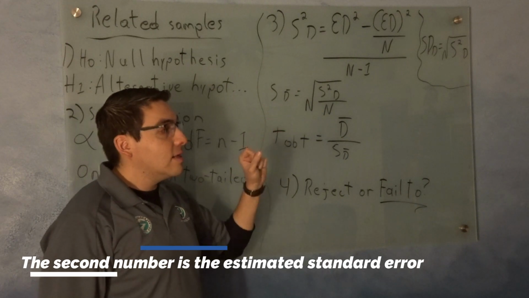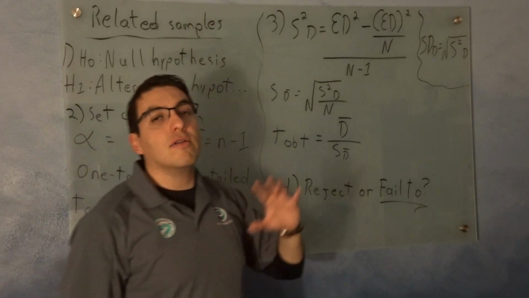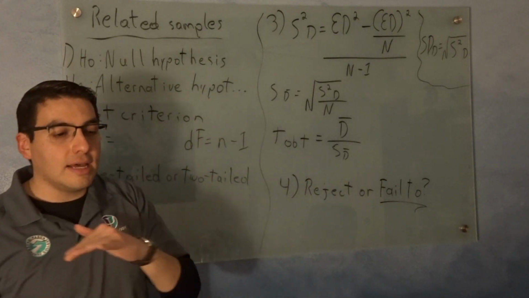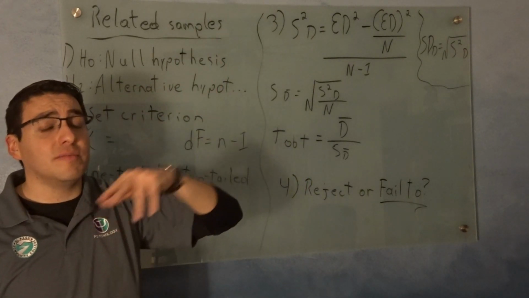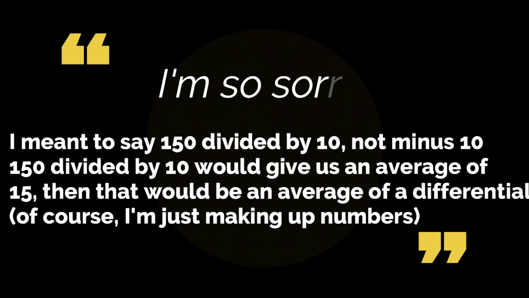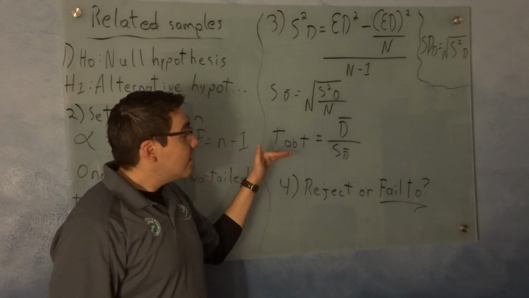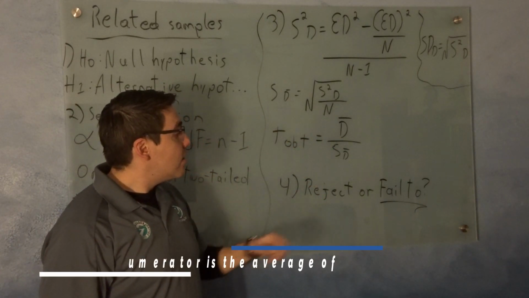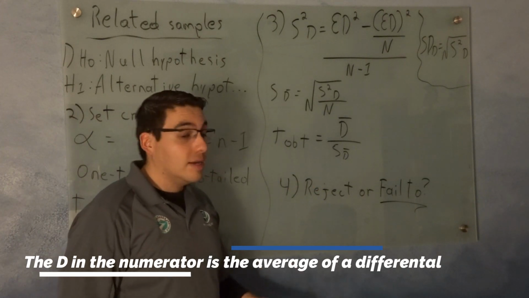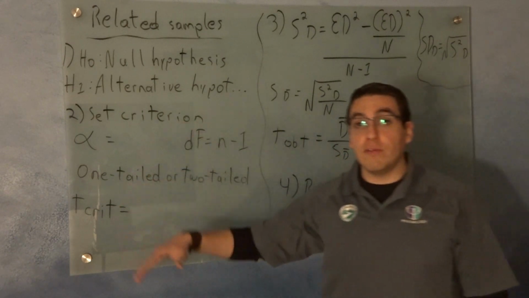Lastly, you're going to take the average of the differential. If in the differential I had 150, and I had 10 students, 150 divided by 10 is going to give me an average of 15 points in the differential. That is the number that we're going to put here. That is going to be divided by the estimated standard error, which is going to give me my obtained value. The number that you get here is going to be compared to the critical value, same as we've done before.